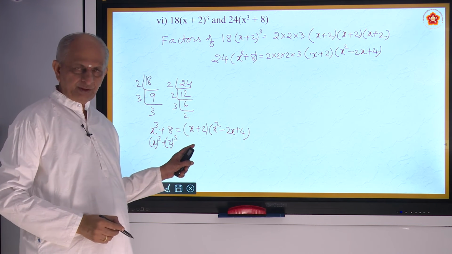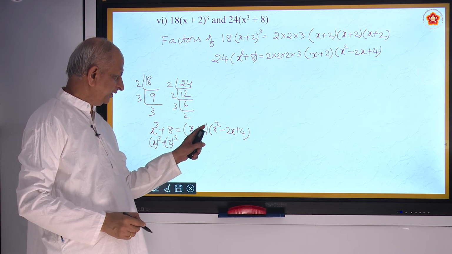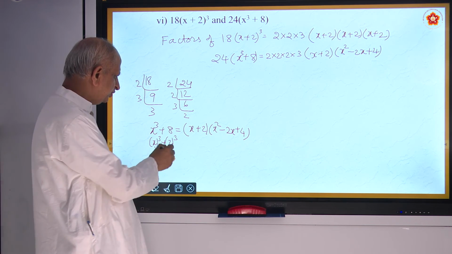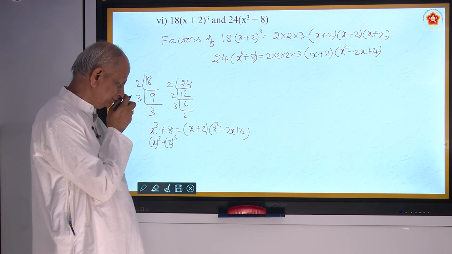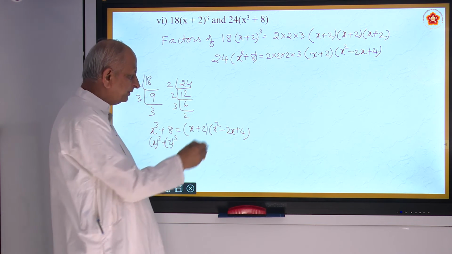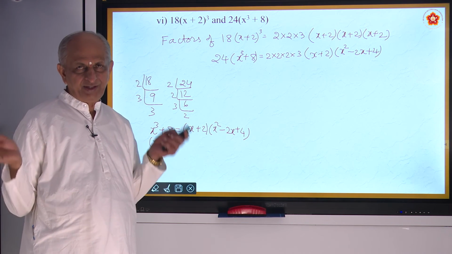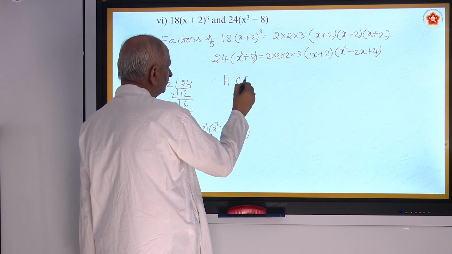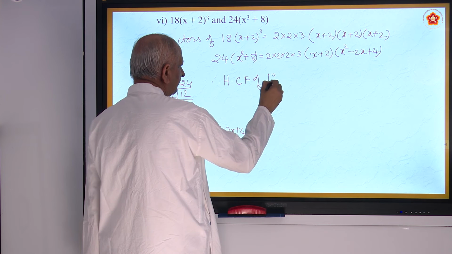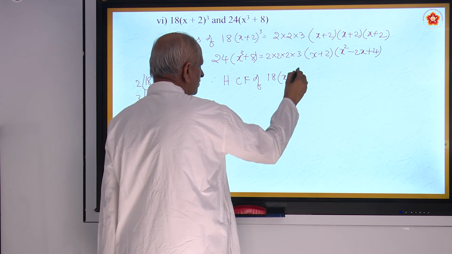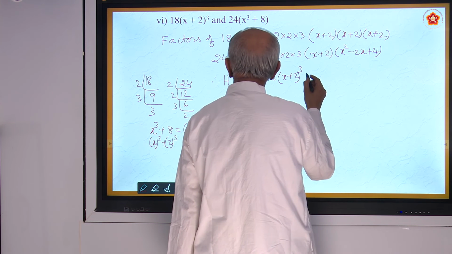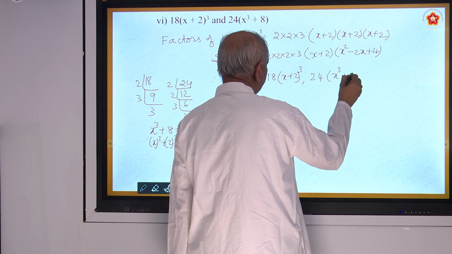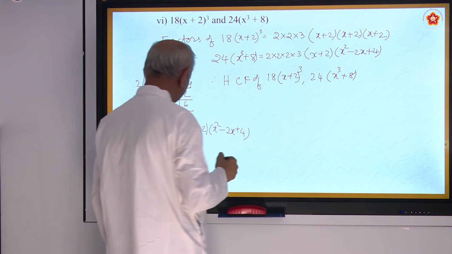Understood this? a cube plus b cube is equal to a plus b into a square minus ab plus b square. b is 2 here, a is x here. So x plus 2 into x square minus 2x plus 4. Now you take the common factor and therefore you write the HCF of 18 into x plus 2 whole cube and 24 into x cube plus 8. Noted this?